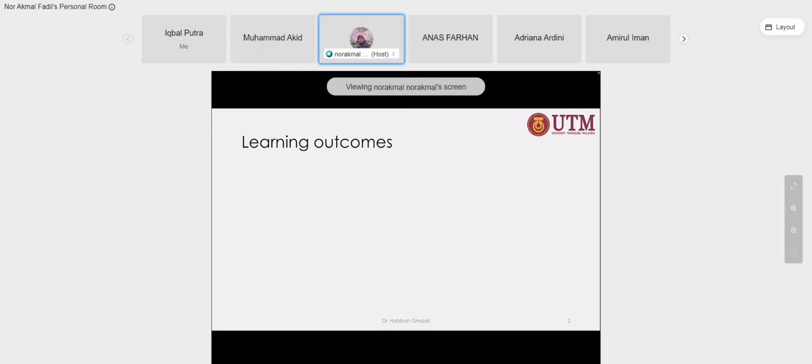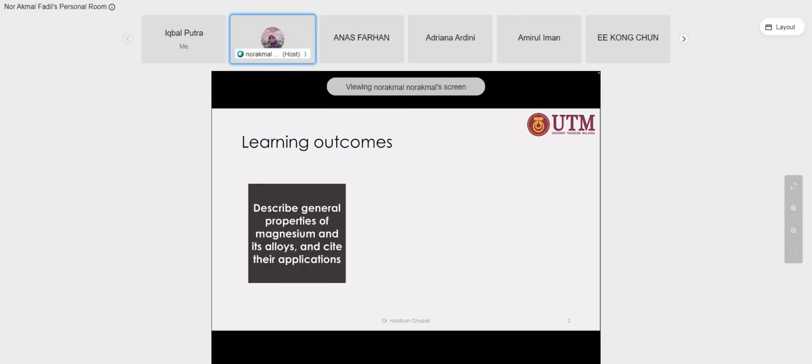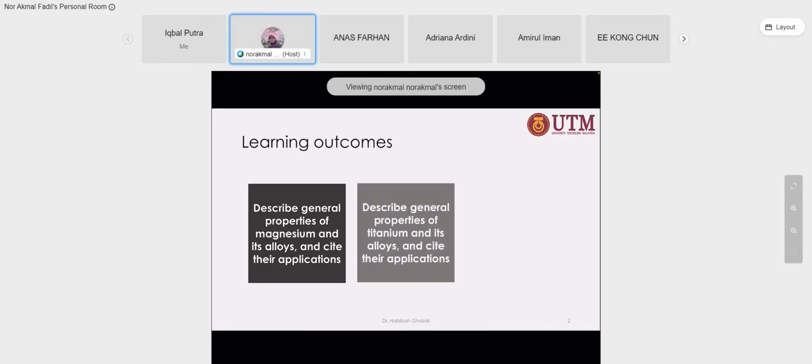All right, this is the second part of non-metal, non-ferrous material. Again, the objective of this module is you should be able to describe general properties of magnesium and its alloy and cite their application, describe general properties of titanium and its alloy and cite their application, as well as the nickel.